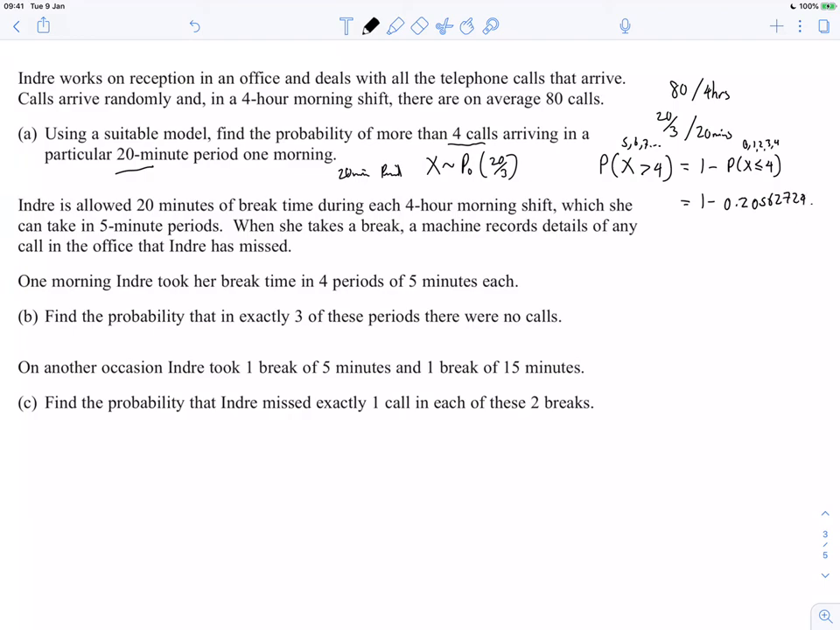0.205627 and so on. So the answer to this question is just going to be 1 minus 0.205627 and so on. So I'm looking at 0.79437 and so on. So I'll just arbitrarily stop it at three decimal places, so 0.794 to three decimal places. So the probability of receiving more than four calls in a 20-minute period is about 79.4%.